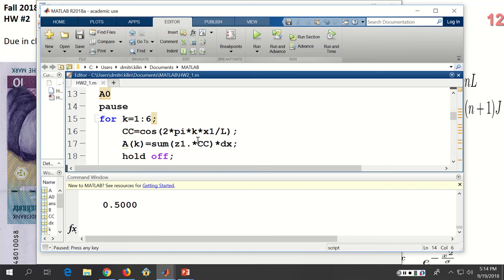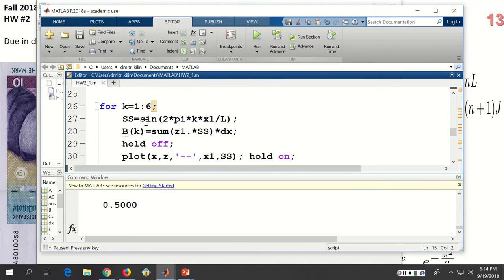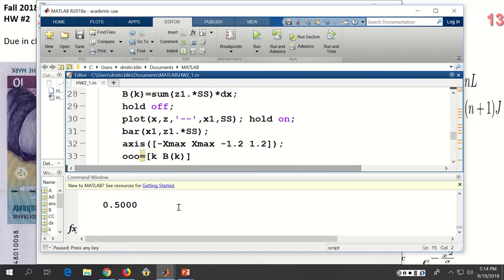And then one can define the cosine functions with different periods, different harmonics, and then one can multiply this cosine by the unknown function and set it up into the coefficient sub k. Then we run it as long as we need. And one can do the same for the sine part of the thing.